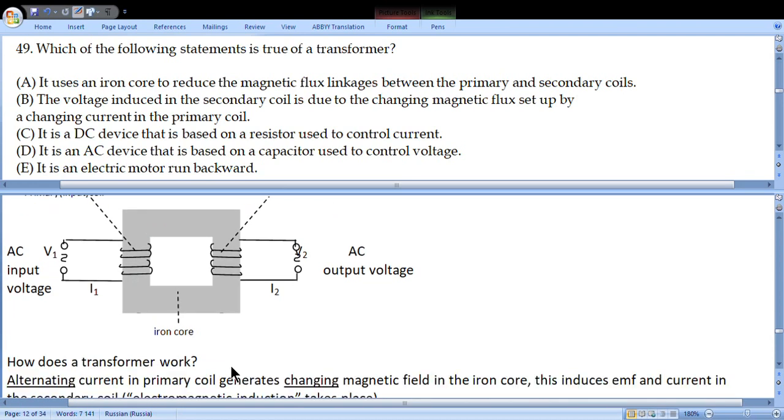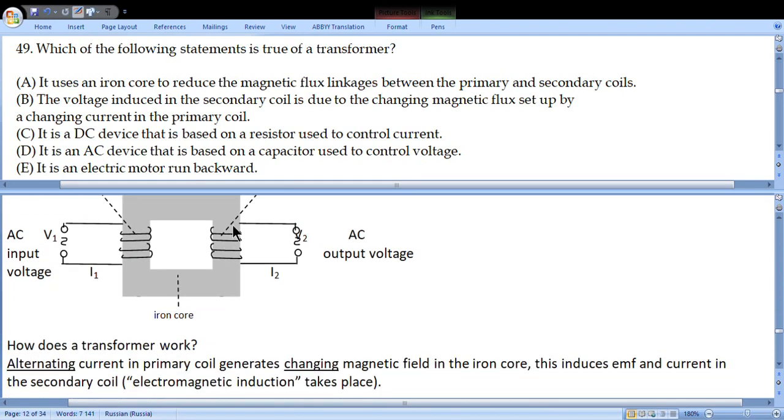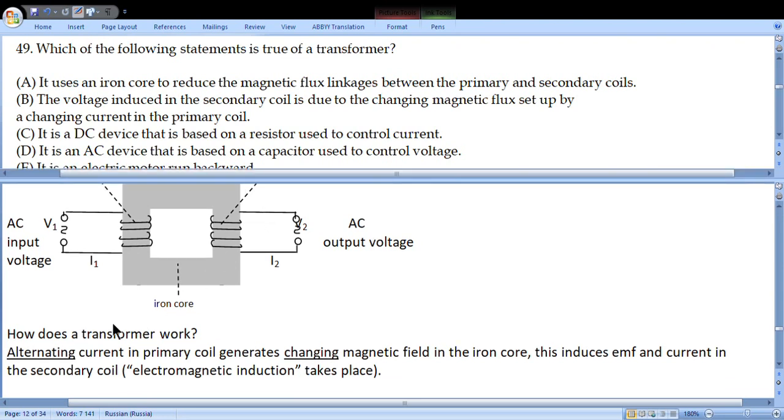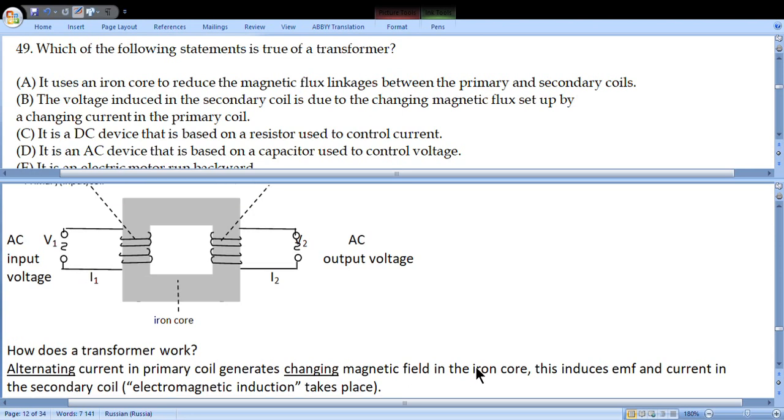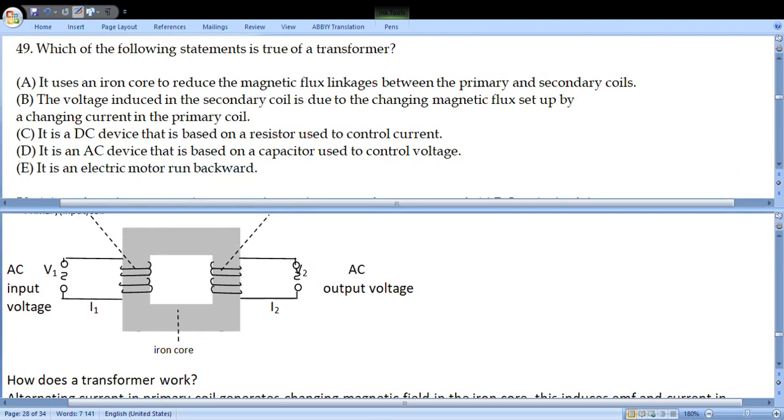How does a transformer work? Alternating current in the primary coil generates a changing magnetic field in the iron core. This induces EMF and current in the secondary coil. So alternating current in the primary coil generates a changing magnetic field that induces alternating current and EMF in the secondary coil. Taking this into account, let us see which choices we have.